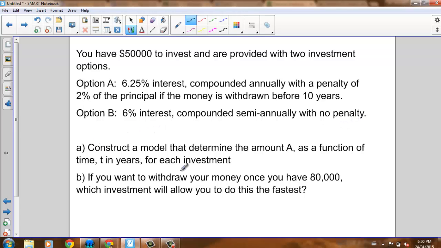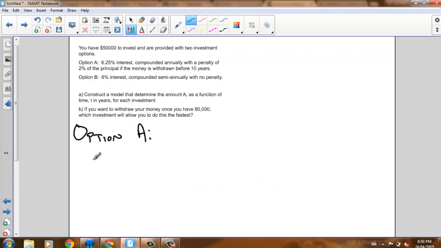So we'd like to construct a model that determines the amount as a function of time for each investment, and then see if we can figure out, if we withdraw our money once we have $80,000, which investment would allow us to do this the fastest. So a tricky question.